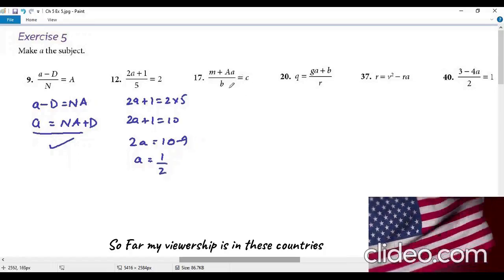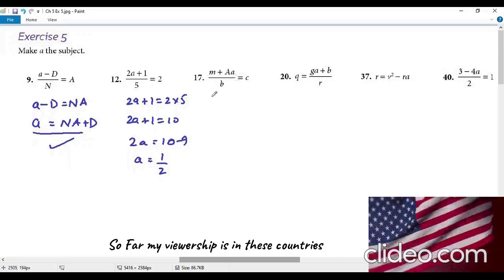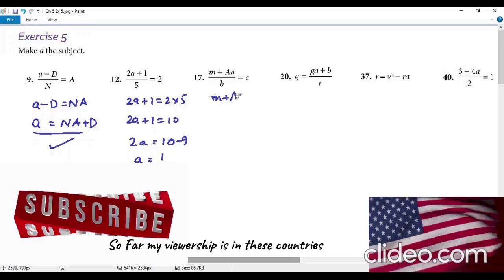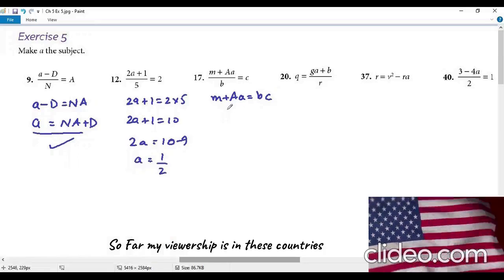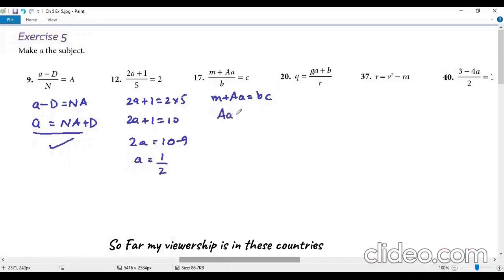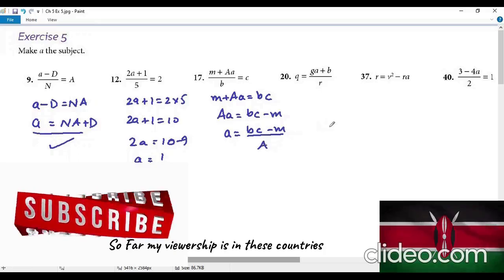Now in here, small a is the subject. That means m plus capital A small a equals bc, and capital A small a is going to be bc minus m, and small a is going to stay here itself. Don't make any mistake of bringing the small a to the other side. bc minus m, since a is multiplying, on the other side it will go and divide.